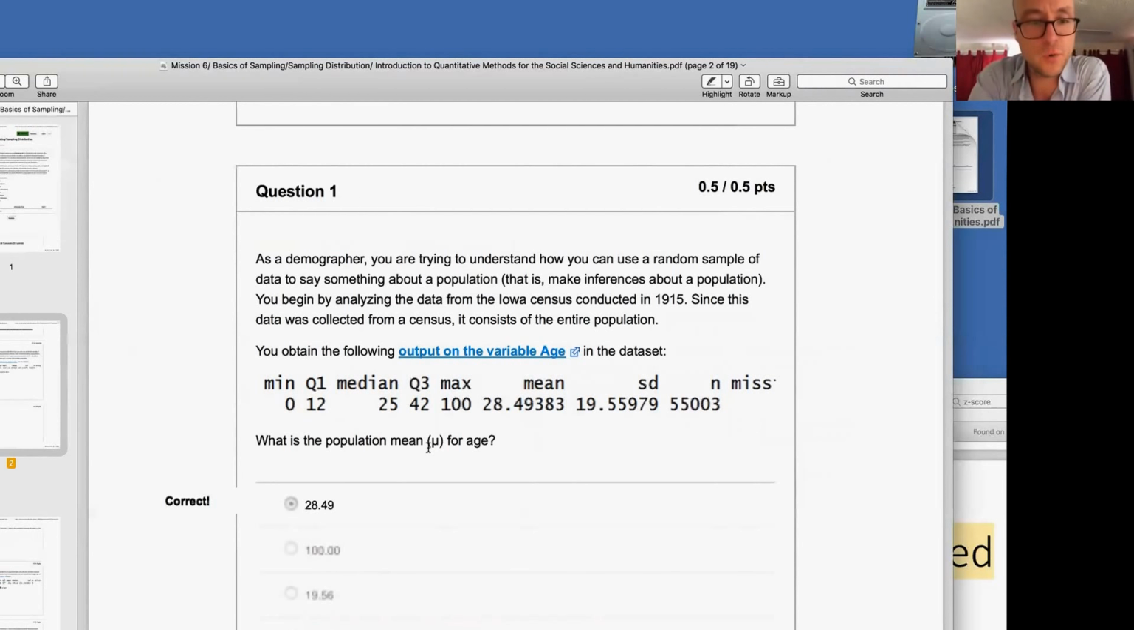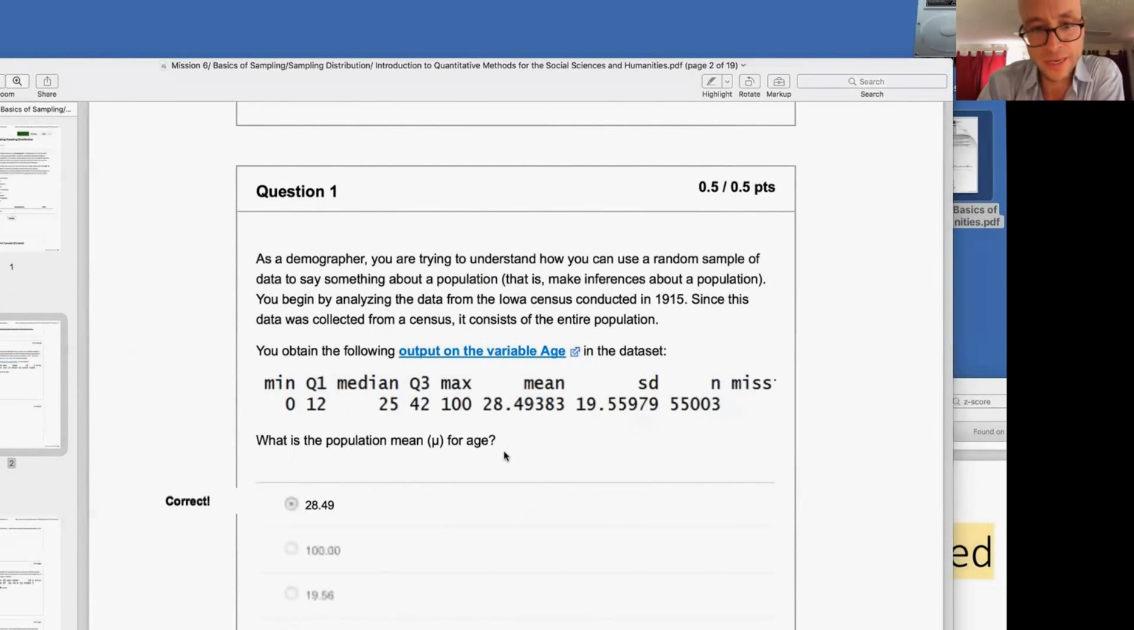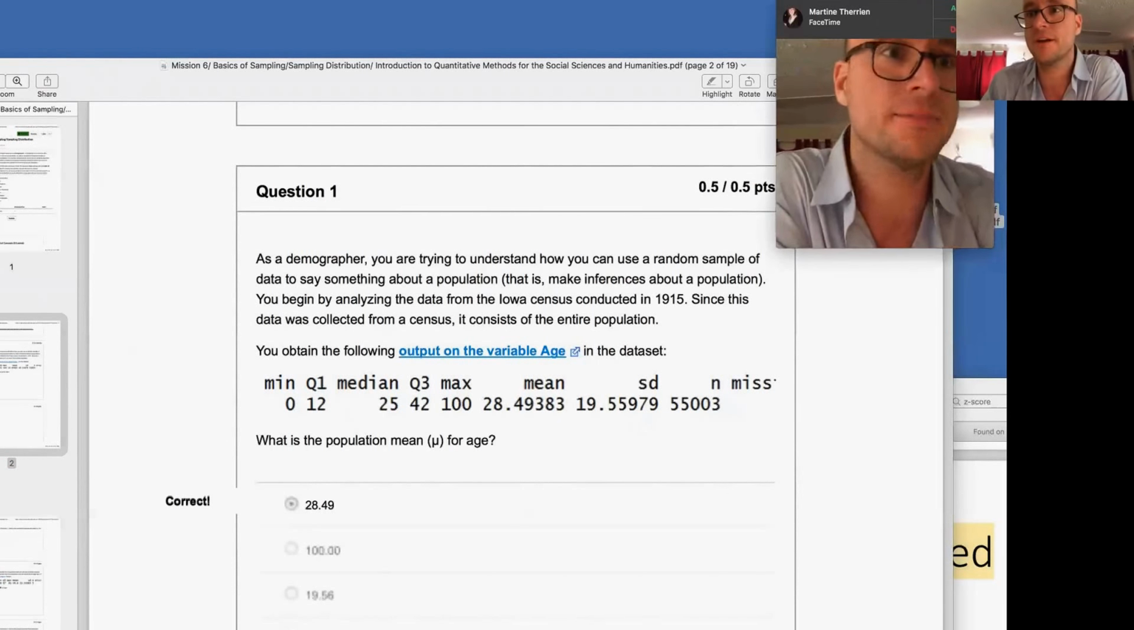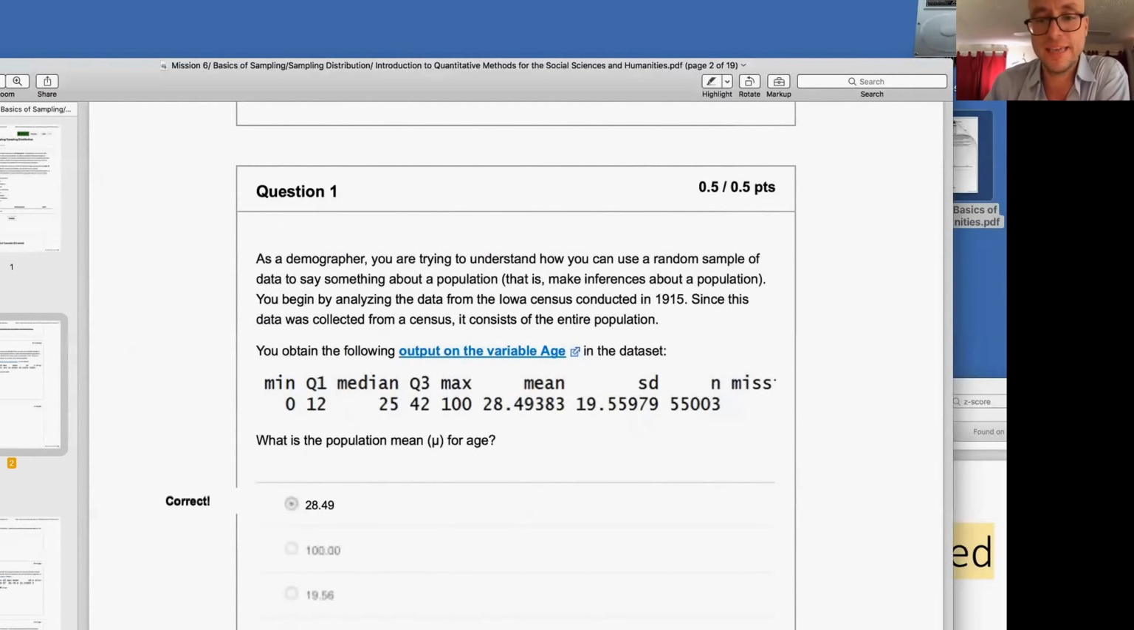So the first few questions have to do with this. Question 1 is pretty simple here. It's 0.5 points. It asks, as a demographer, you are trying to understand how you can use a random sample of data to say something about a population. That is, make inferences about a population. You begin by analyzing the data from the Iowa census conducted in 1915. Since this was collected from a census, it consists of the entire population. So in R, you might see output such as that.